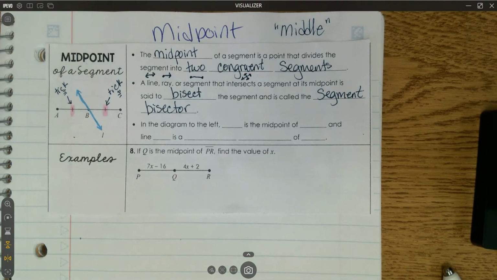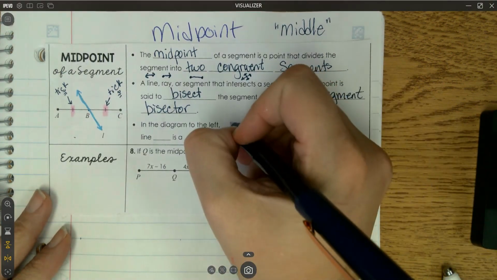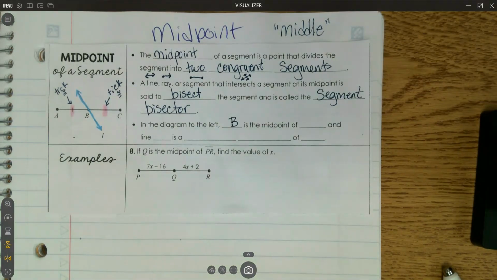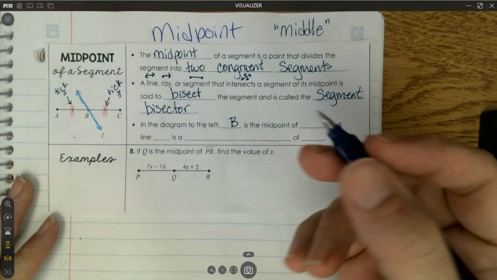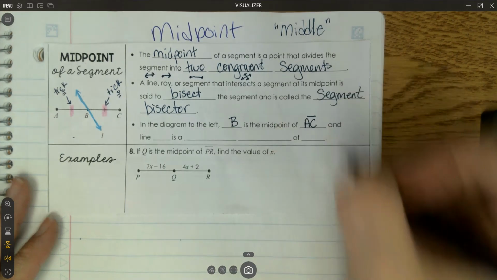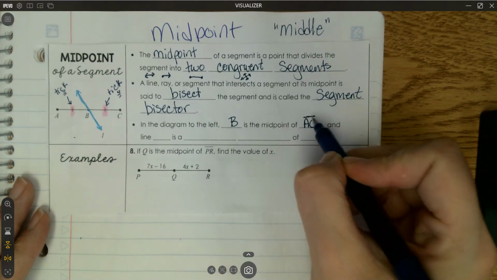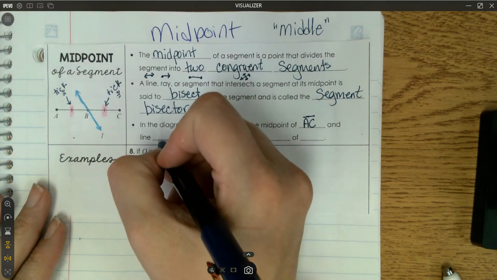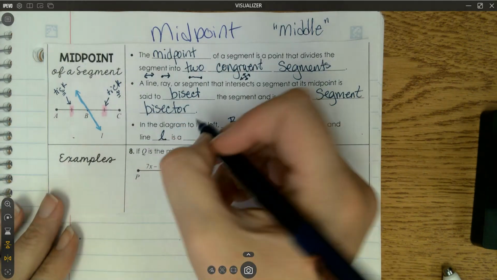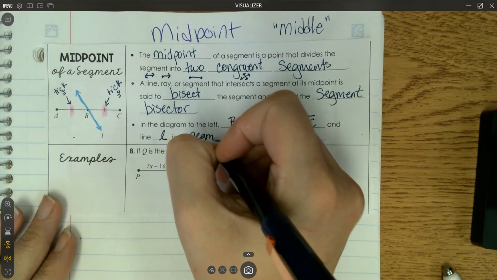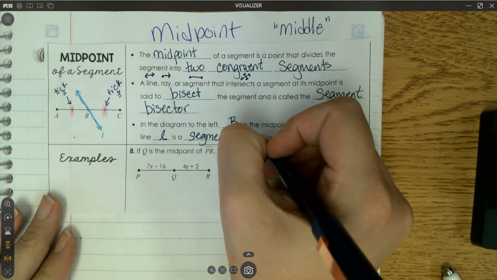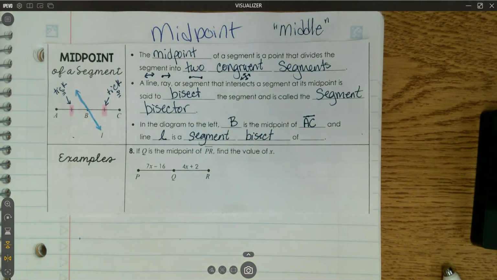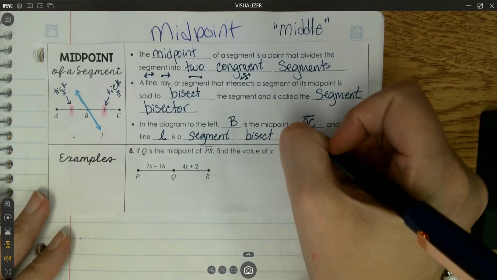Okay? In the diagram to the left, we see that point B, so that's a capital B, is the midpoint of segment AC. Drawing the right picture, so make sure I draw the picture. This capital letter means point. And line L is a segment bisector because the line is what's cutting it in half, and it's cutting it in half at point B, which is the midpoint. Does that make sense? Okay, of segment AC.